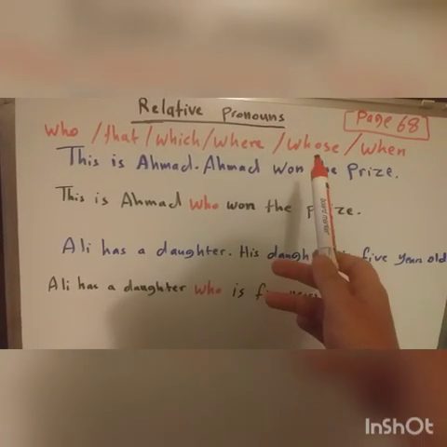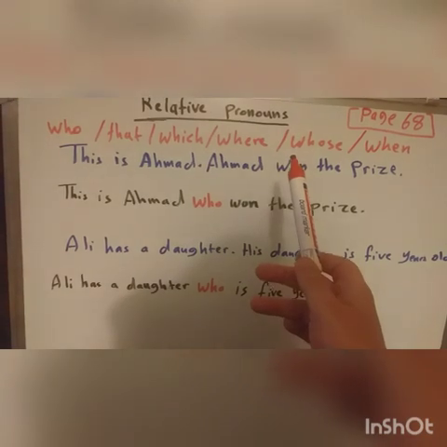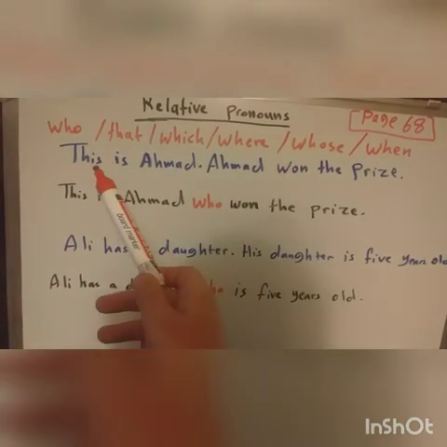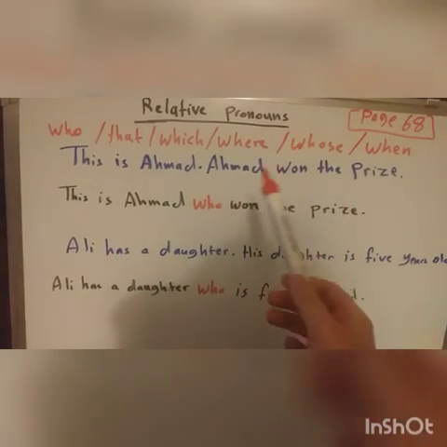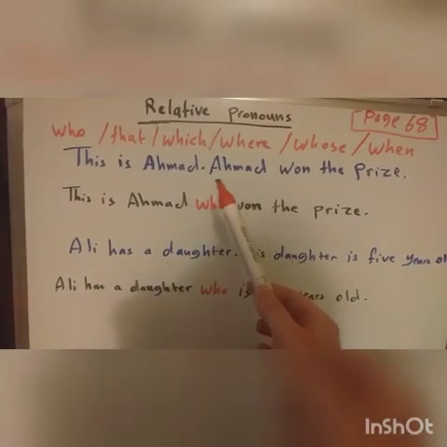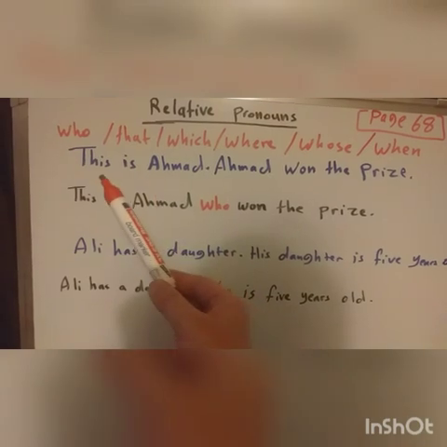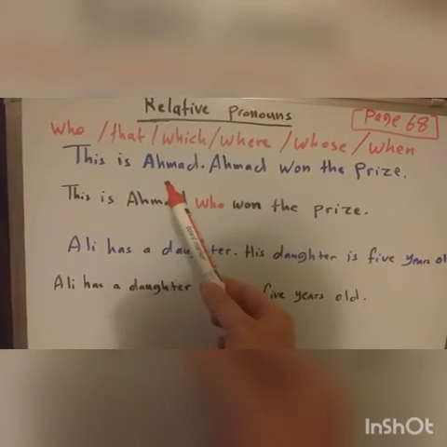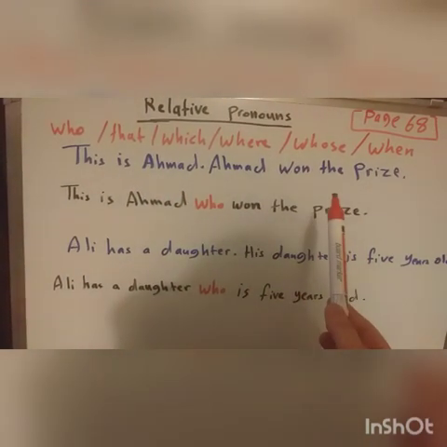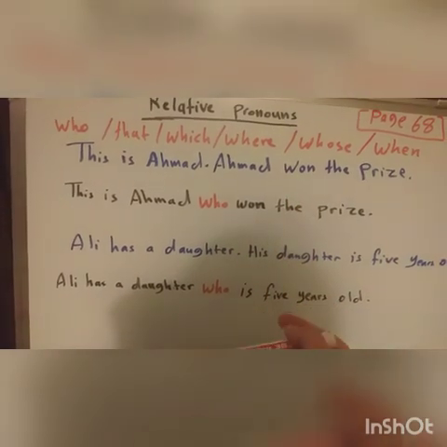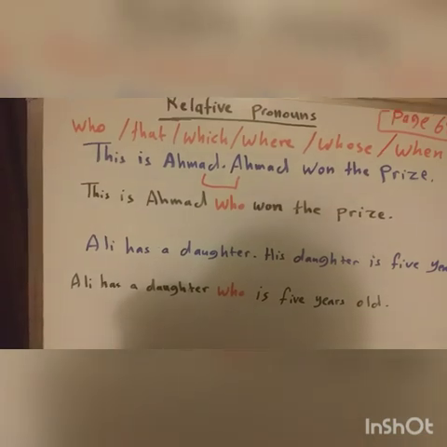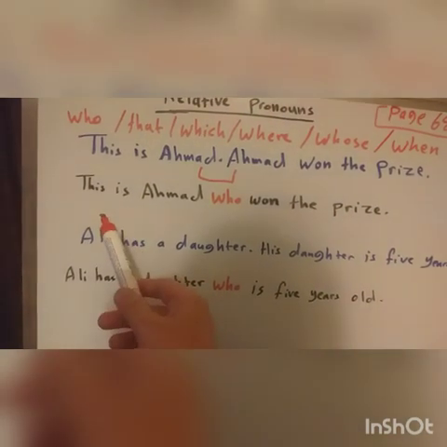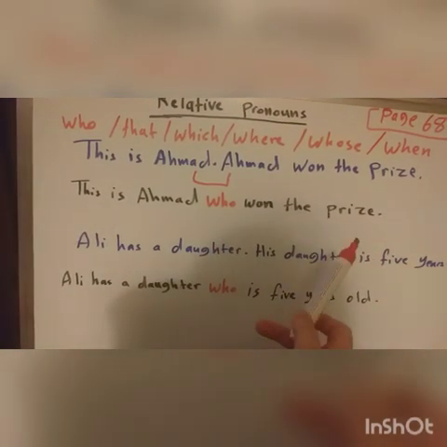So why do we use relative pronouns? Well, let's look at this example. This is Ahmad. Ahmad won the prize. If you can see, we have two clauses. The first clause is "This is Ahmad," and the second clause is "Ahmad won the prize." If we want to connect the two clauses and make them one sentence, we use a relative pronoun. So: This is Ahmad who won the prize.